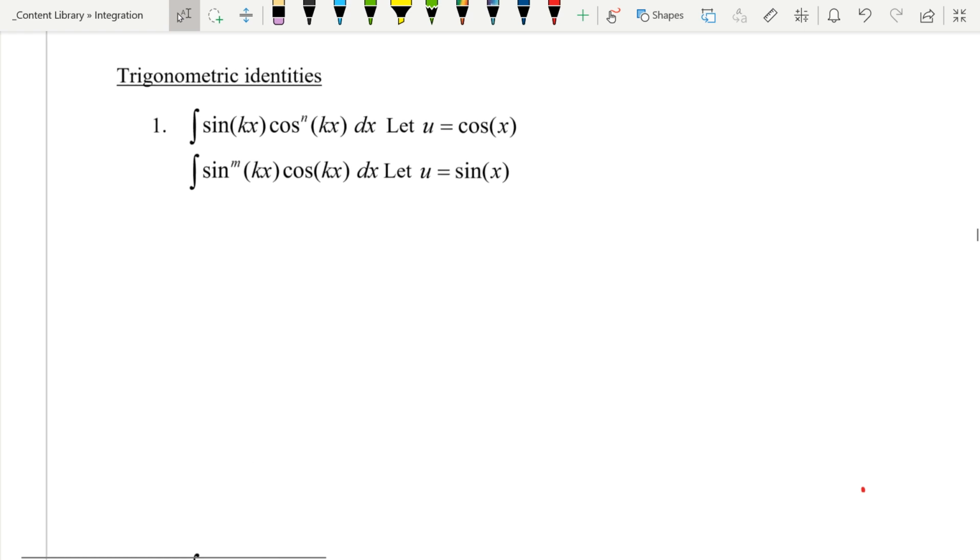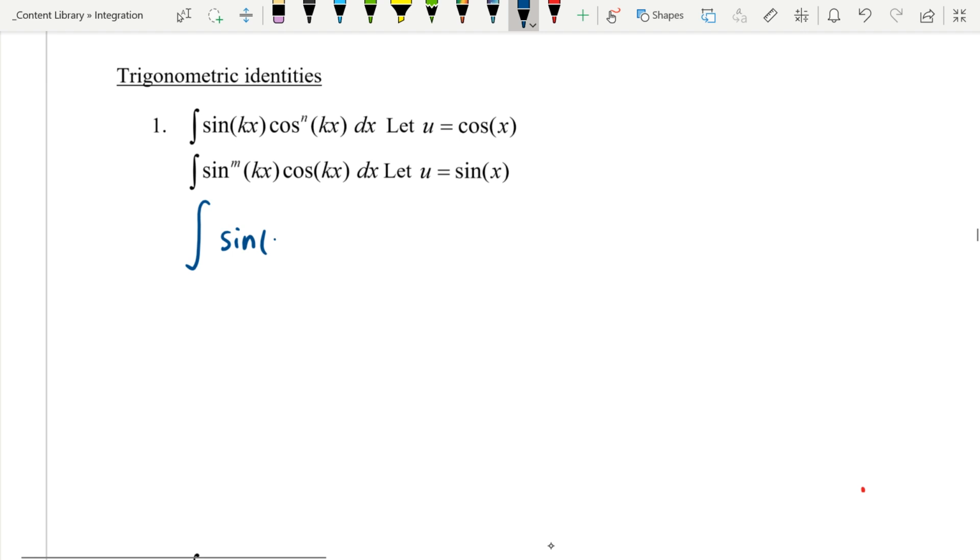The first one is the basic one. It doesn't matter what kind of trig functions. If there's multiple sine and multiple cos multiplied together, we always want to get it back to the first case. The first case is one sine with multiple cos, or one cos with multiple sine. Okay, so let's give examples.